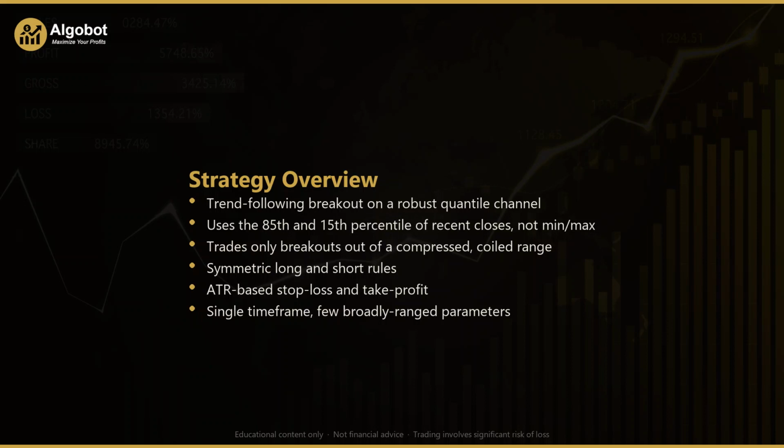And here's the second key idea. The strategy only trusts breakouts that emerge out of a compressed channel. It compares the current width against the average width over a longer look back, and if the range hasn't tightened enough, the signal is skipped. The thinking is that a coiled, narrow range often precedes a cleaner expansion, so filtering for compression aims to improve the quality of the setups it acts on.